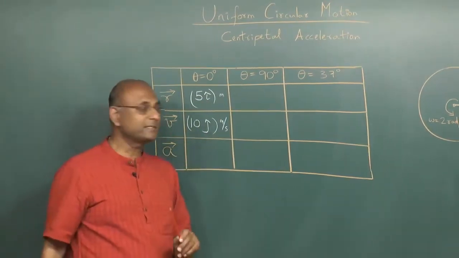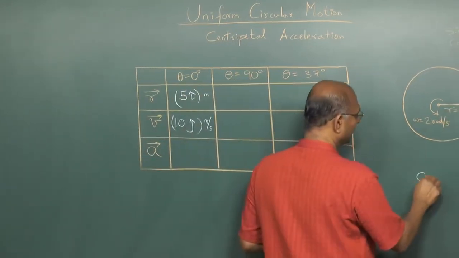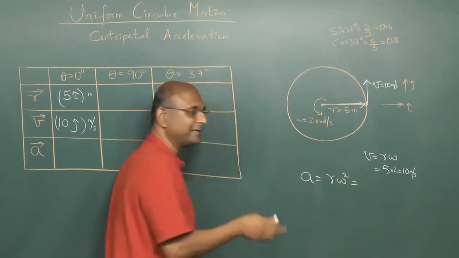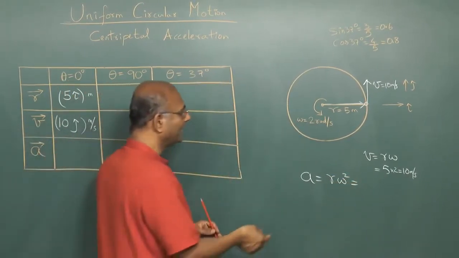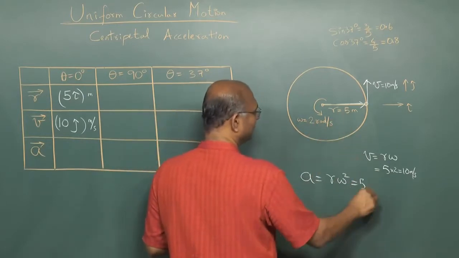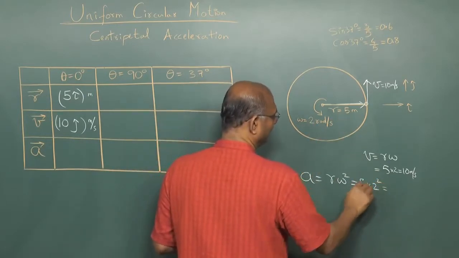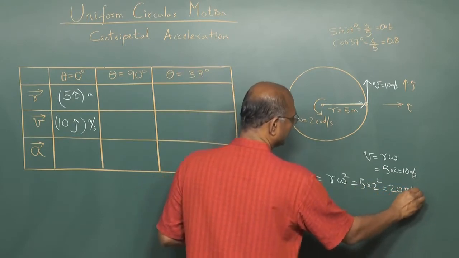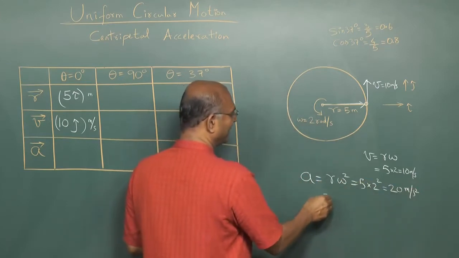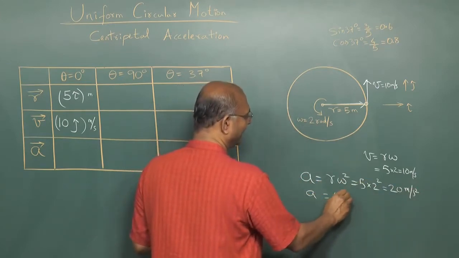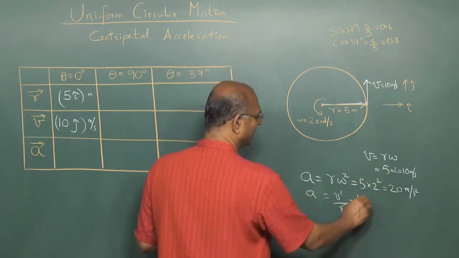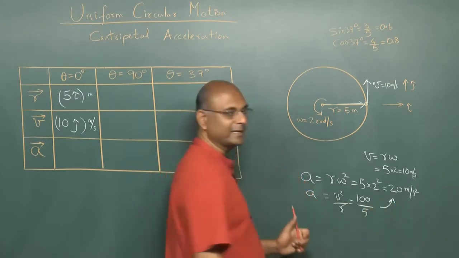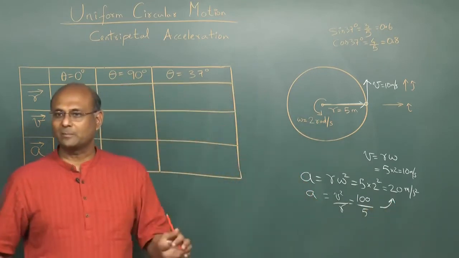What about the acceleration vector? Acceleration, we can say is r omega square, or we could have said v square by r or v omega, whichever way. r is 5, omega is 2, so 5 into 2 square, 4 into 5, 20 meters per second square. If I had done the same by using v square by r, v square is 100, 10 square by 5, that also gives me 20. Okay, the acceleration magnitude is not the problem, that is 20.